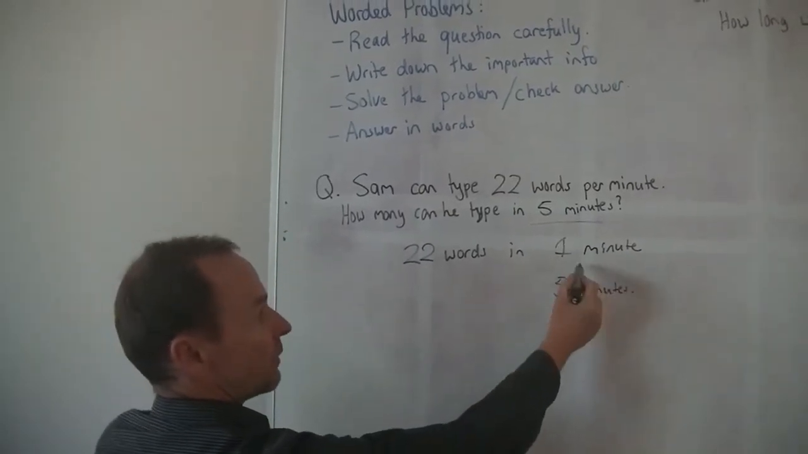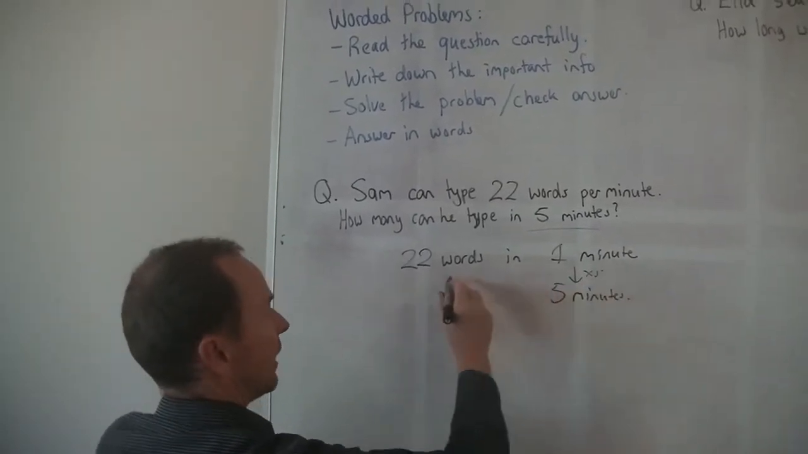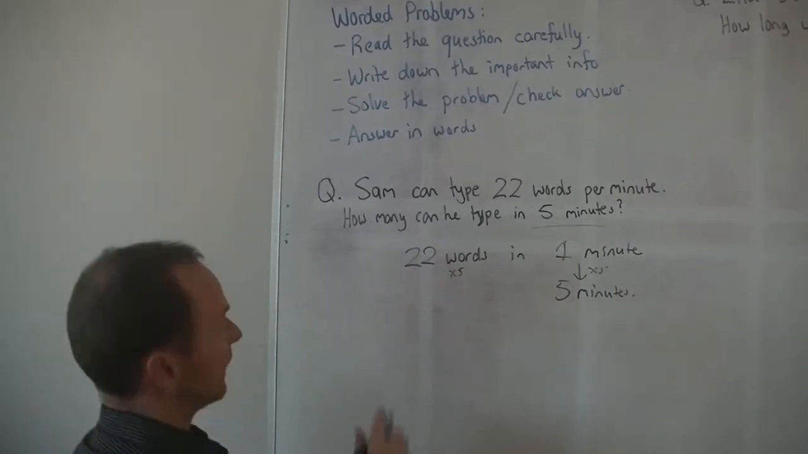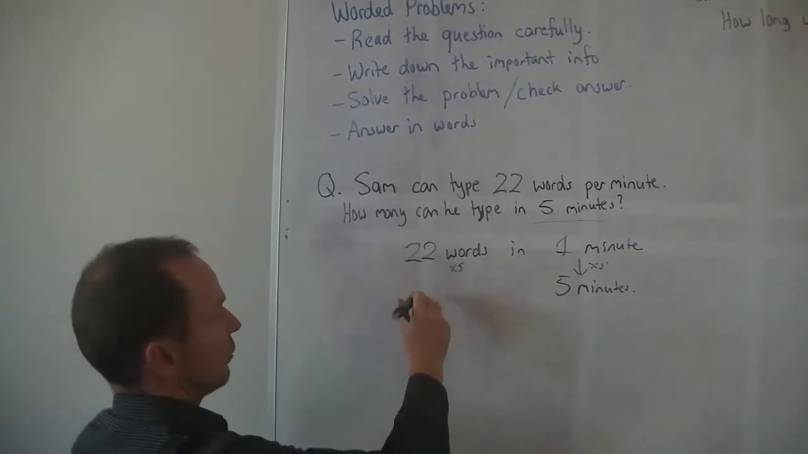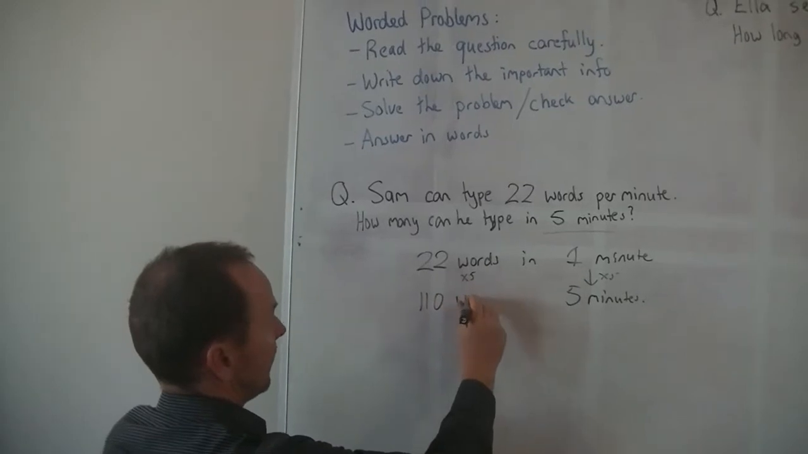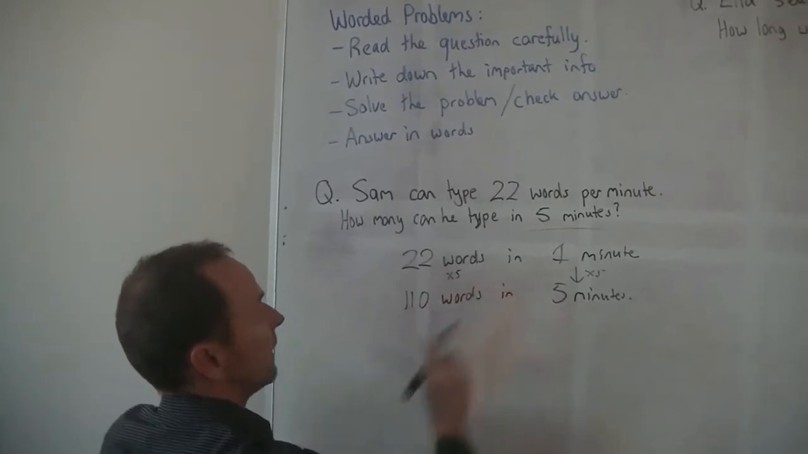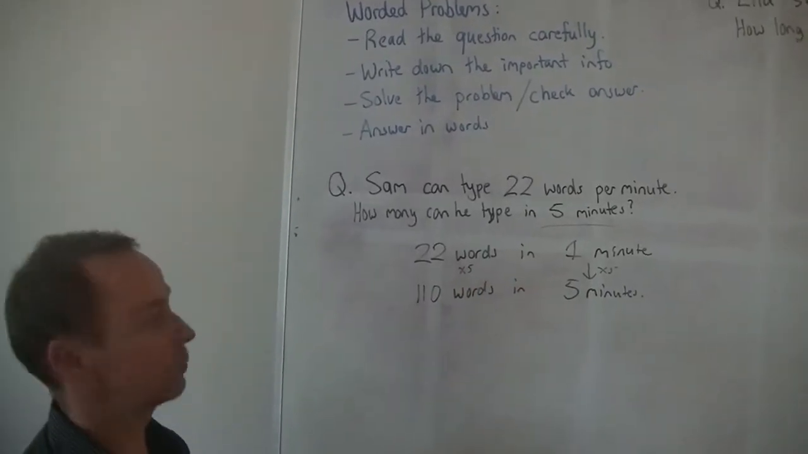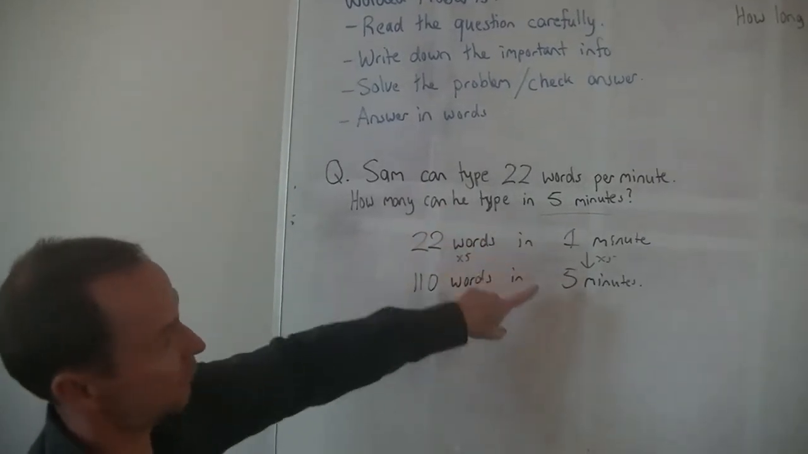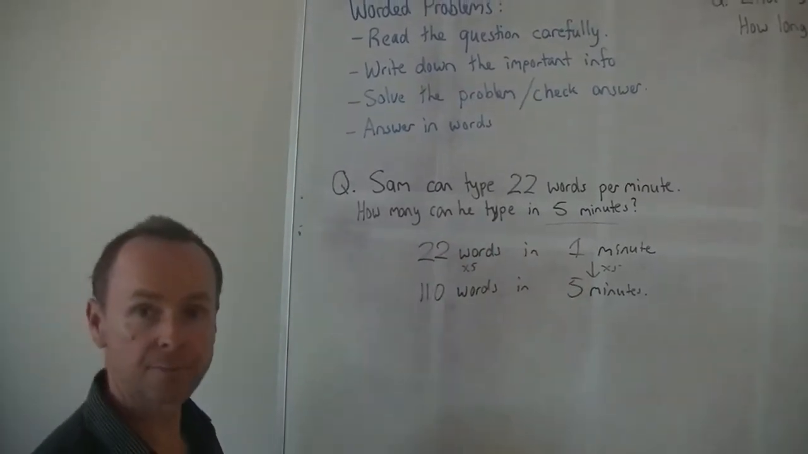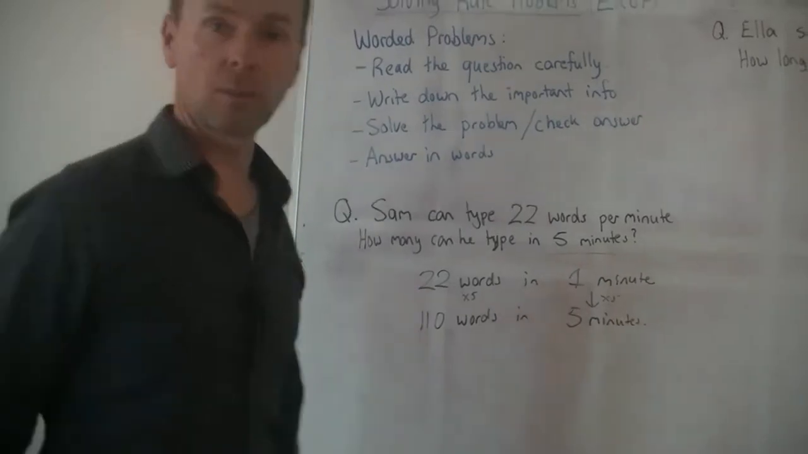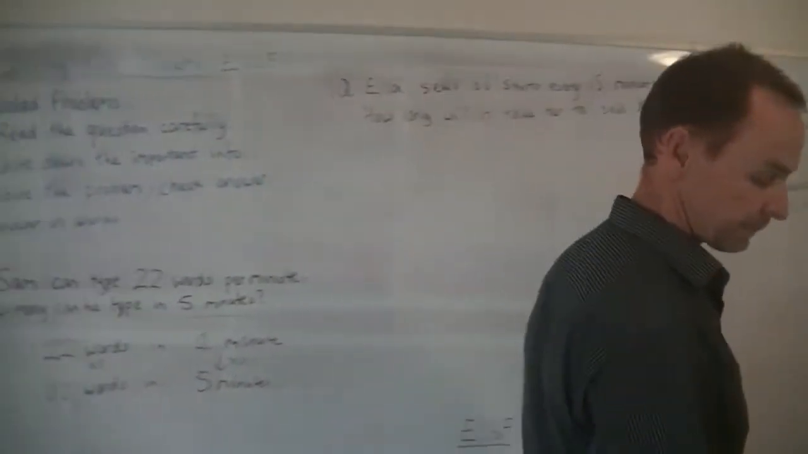So how do we change 1 to 5? Obviously we times it by 5, and just do the same to that side. So 22 times 5 is 110. So 110 words in 5 minutes. That was pretty simple. 22 words in 1 minute, so in 5 minutes you times it by 5. And you've answered the question. Good job. Let's do another one over here.